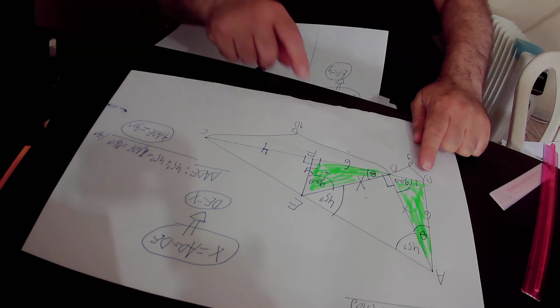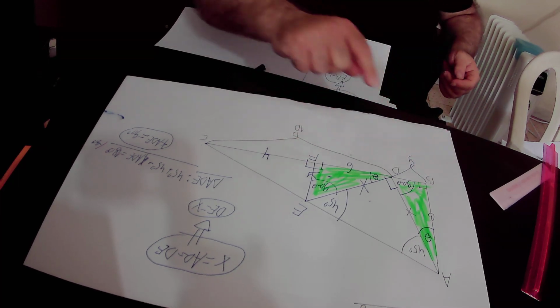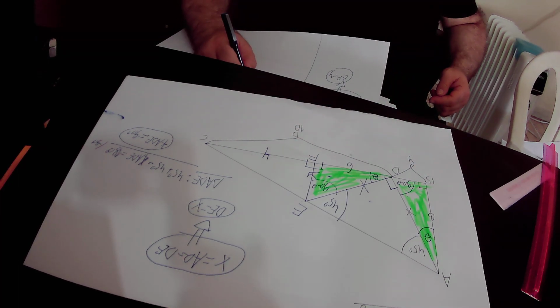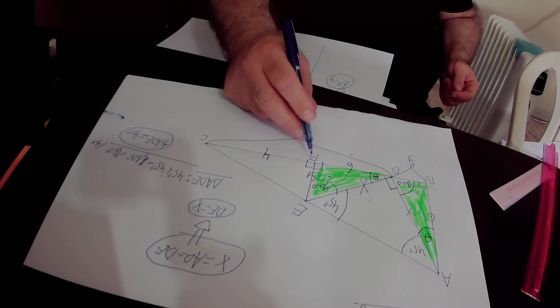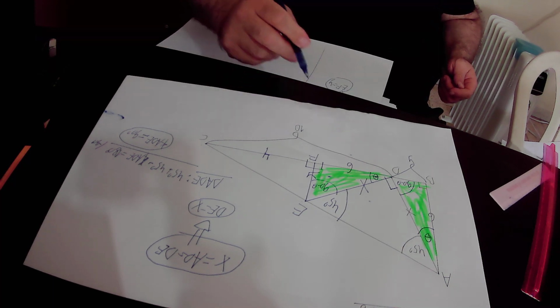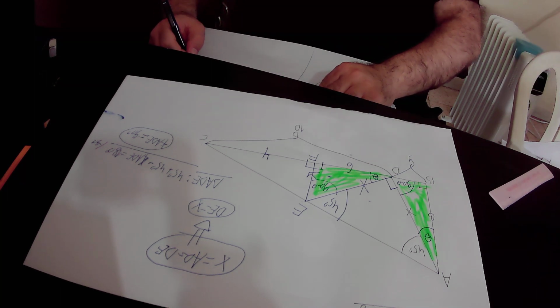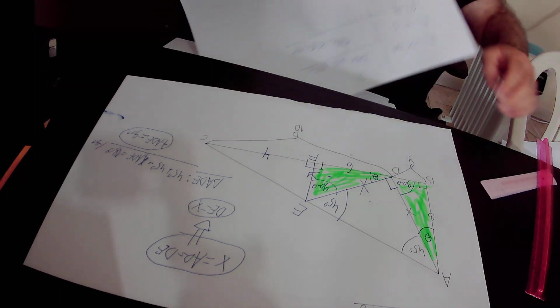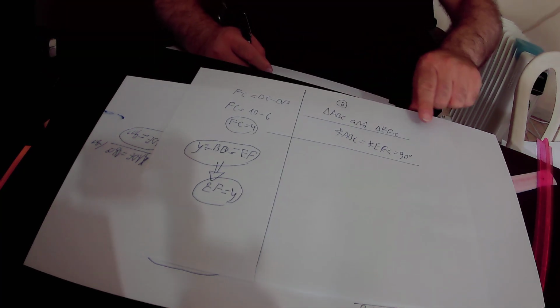First of all, those two angles are equal to each other, they're both right angles. So angle ABC of triangle ABC is equal to angle EFC of triangle EFC, and both angles are equal to 90 degrees.